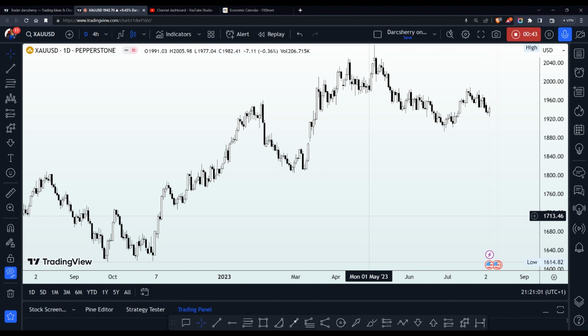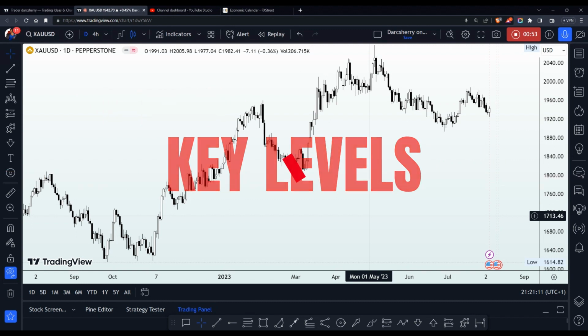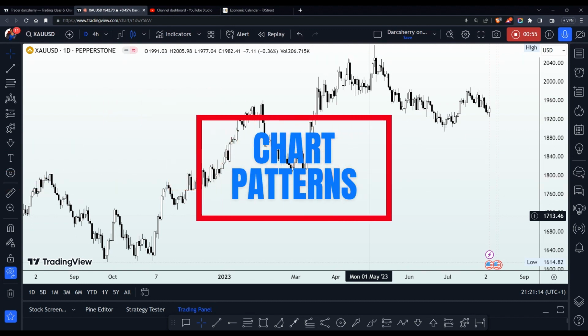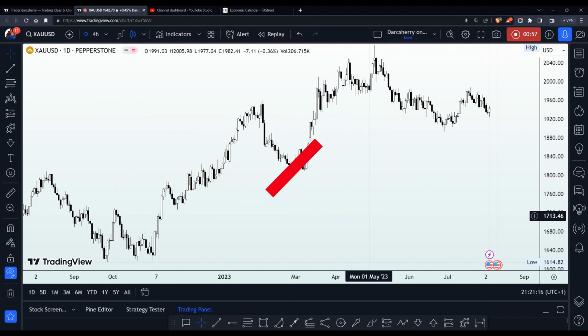In preparation for the upcoming week, I have conducted a comprehensive price action based technical analysis using simple parameters such as trend lines, key levels, and of course, chart patterns to gain valuable insight into the gold spot market structure.